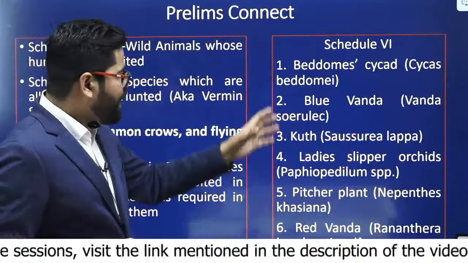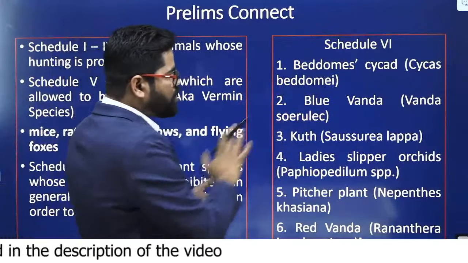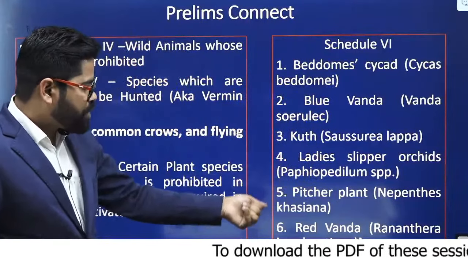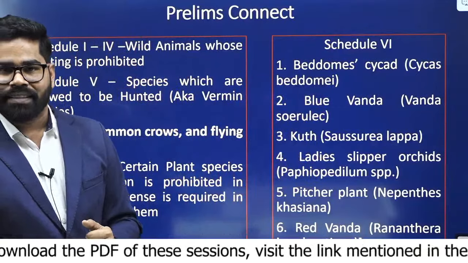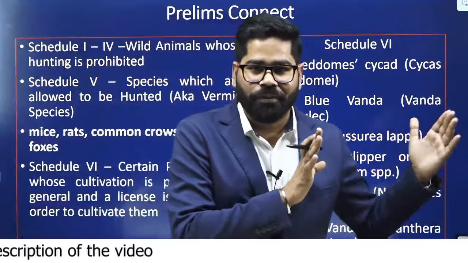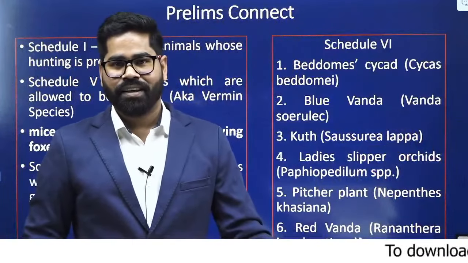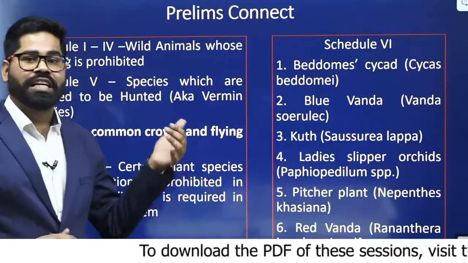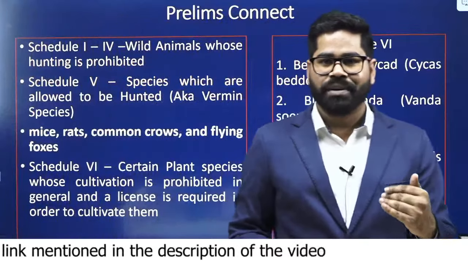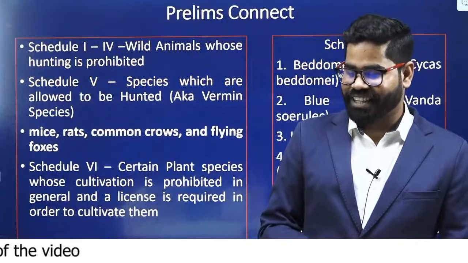Okay. What are we having? We are having Bedouin cycad, blue vanda, couth, ladies slipper orchids, pitcher plant and red vanda. These are the species which are mentioned in Schedule 6 of the Wildlife Protection Act. So they are the species whose cultivation is prohibited in general, and if someone still wants to cultivate them, they need a license in order to cultivate them.